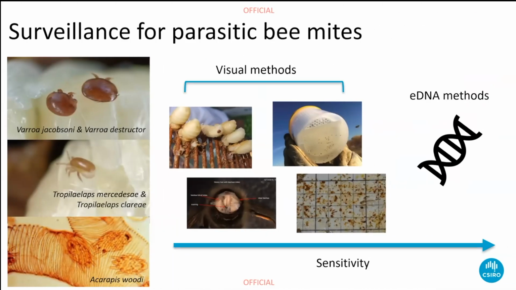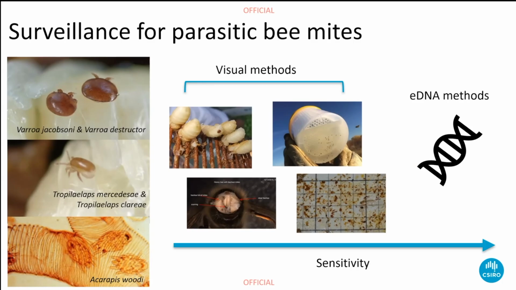Surveillance for parasitic bee mites. It's a key part of bee biosecurity, and typically we're thinking around early detection for our exotic mites, but we've now joined the rest of the world, and we also need to be using these methods for monitoring our mite levels and for management. And we have a range of visual type methods where we're trying to collect mites and observe them. And these are pretty good methods, but we do know that they can be more labor intensive, and they often can be limited in their sensitivity.